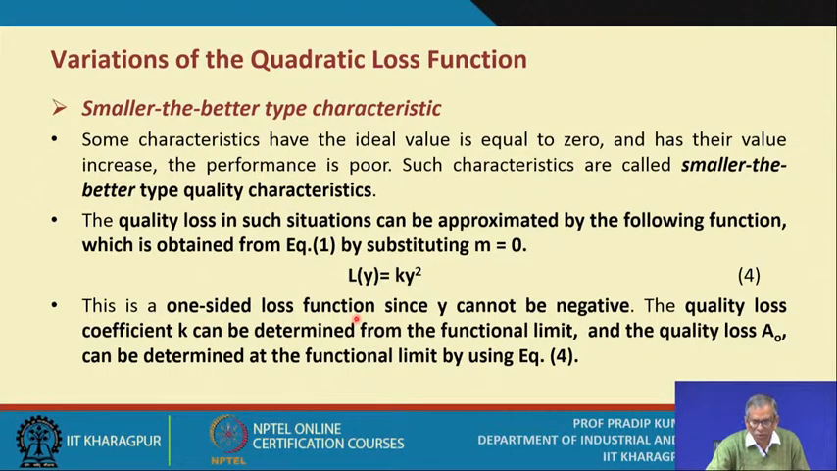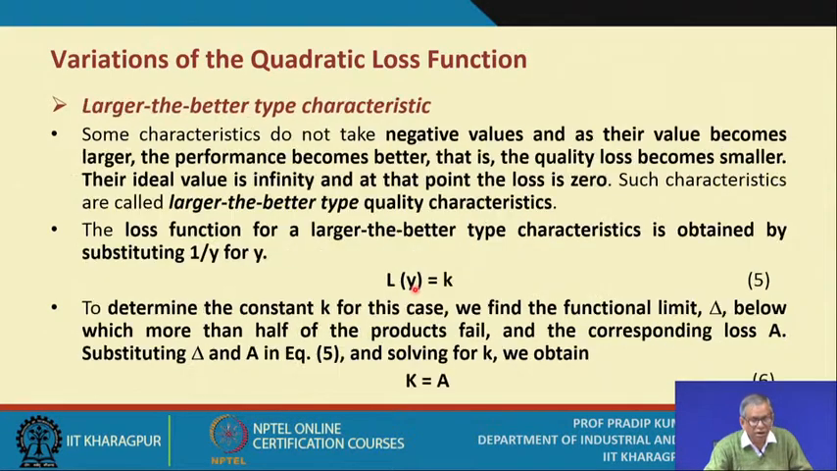This is a one-sided loss function since y cannot be negative. Is it clear? The quality loss coefficient k, or the proportionality constant, can be determined from the functional limit, like we have done in the previous cases, and the quality loss A0 can be determined at the functional limit by using equation 4. That means the functional limit value is known and the corresponding loss you have also estimated. So these two values are known, and obviously you can get the value of k. So this is the second case.